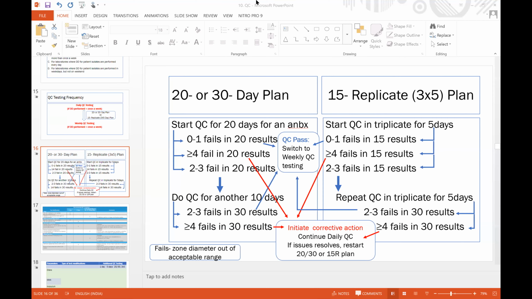Yeah. I have a question. Can I ask? Yes, yes. What about releasing the clinical reports on a particular day if the weekly QC fails? If you strictly go by CLSI recommendation, then the clinical results need to be withheld till the appropriate corrective actions are taken. But you have to see in your situation how you are going to manage. Okay, sir. Thank you. Okay.